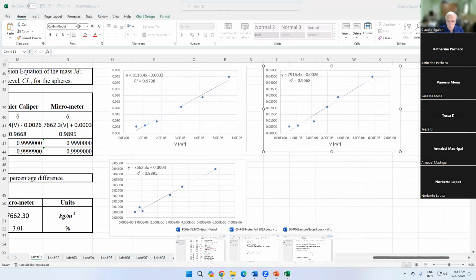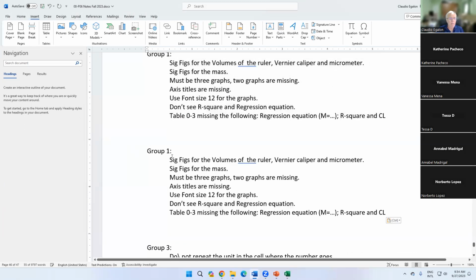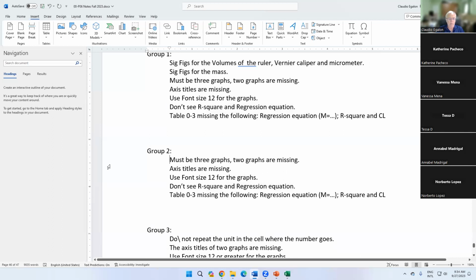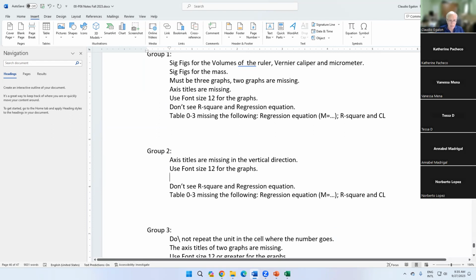So group number 2, copy, paste. Sig fix for the volume of the root. Okay, that's not the problem. This is not the problem. Must be 3 graphs. Okay. Axis titles are missing in the vertical direction, right? In the vertical direction. Use font size 12.